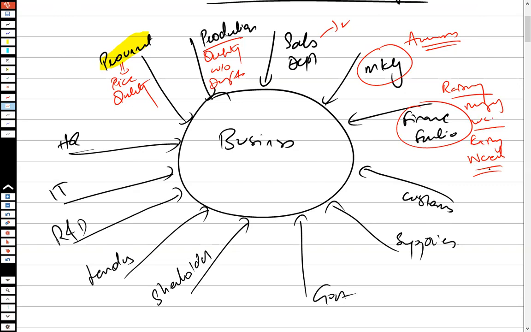Once every single aspect of the business is properly looked after, resultingly you will be able to achieve the objectives and the goals of the business.